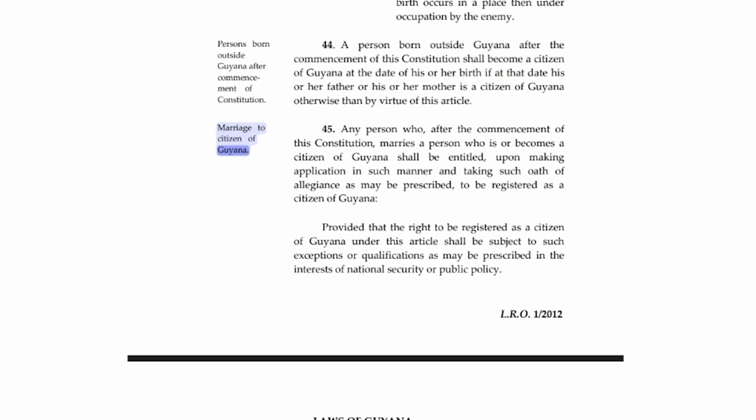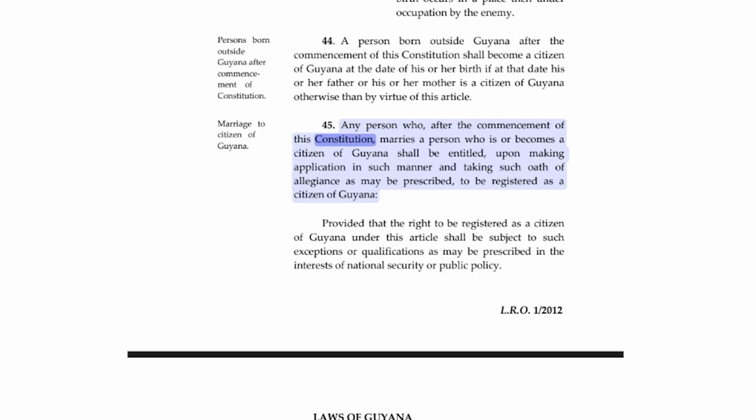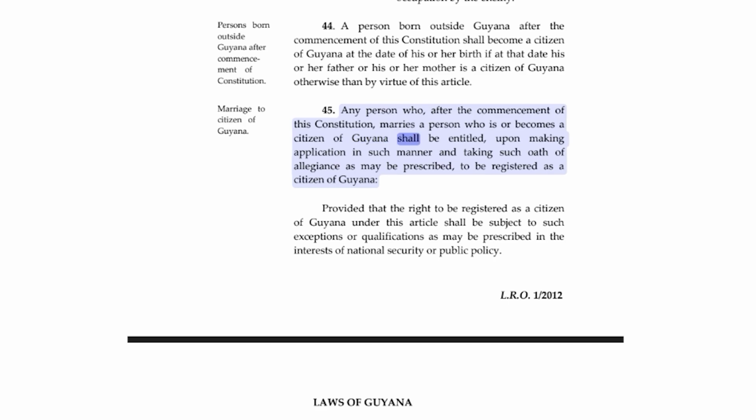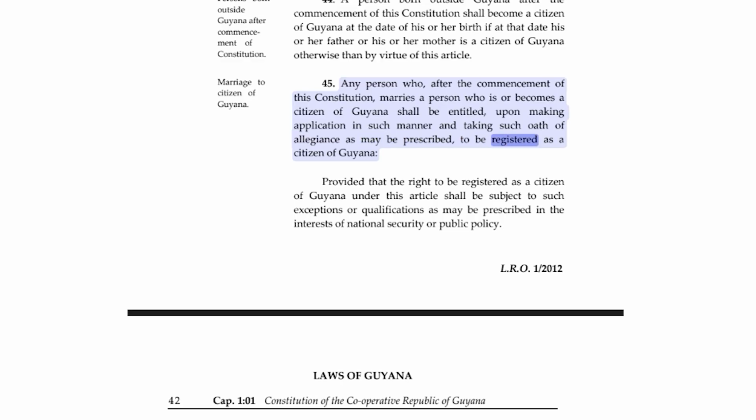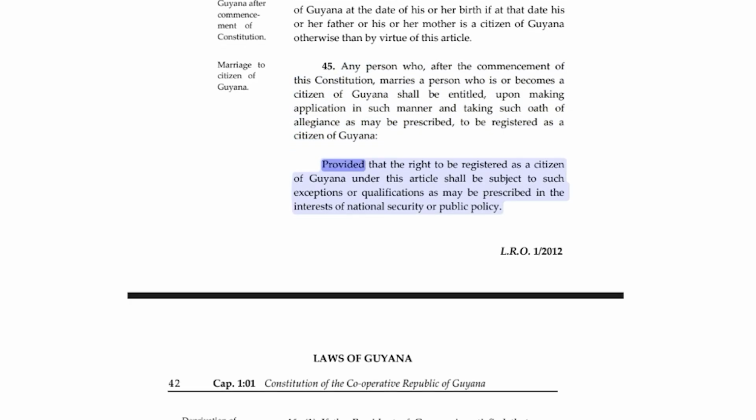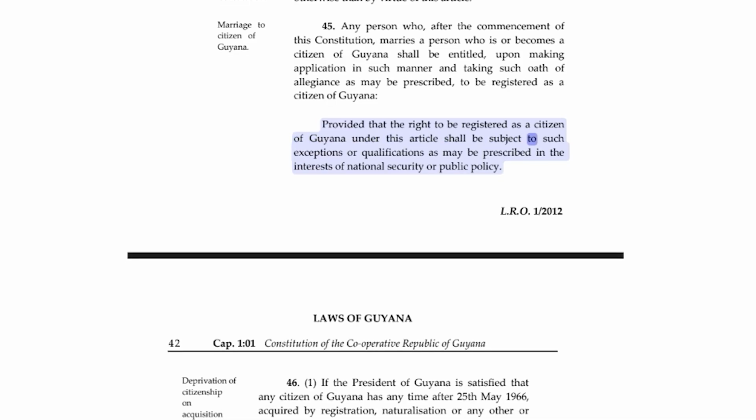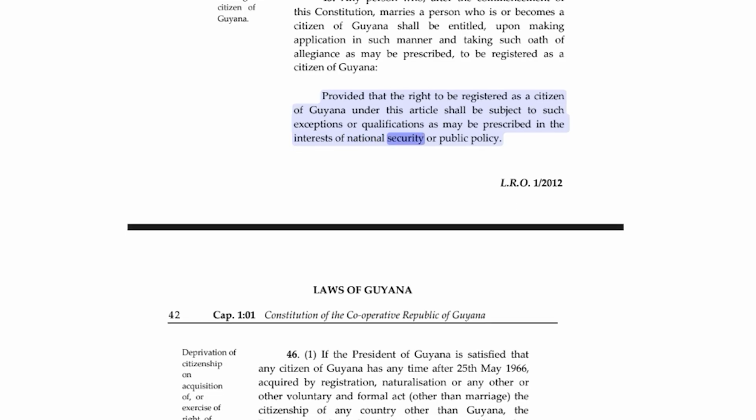Marriage to citizen of Guyana. 45. Any person who, after the commencement of this Constitution, marries a person who is or becomes a citizen of Guyana, shall be entitled, upon making application in such manner, and taking such oath of allegiance as may be prescribed, to be registered as a citizen of Guyana, provided that the right to be registered as a citizen of Guyana under this article shall be subject to such exceptions or qualifications as may be prescribed in the interests of national security or public policy.